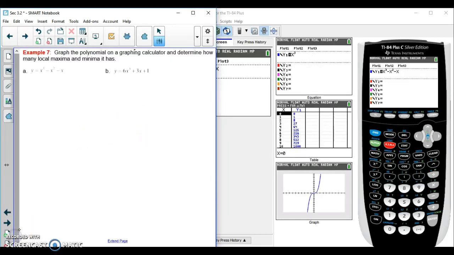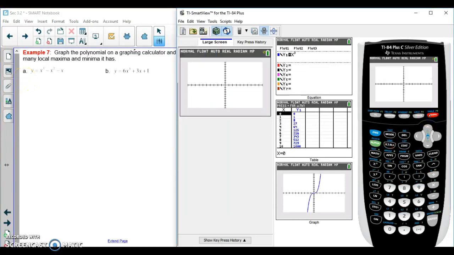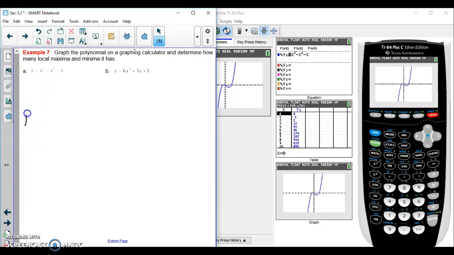Okay, so the last example says graph the polynomials on the graphing calculator and determine how many local maxima and minimums it has. If you look off to the right for A, I already plugged in the equation. So I'm going to graph that. If I look at my graph, notice that it crosses twice. I'm going to sketch it out. I know that it comes down a little bit and goes up. So I'm going to have a local max and a local min point.